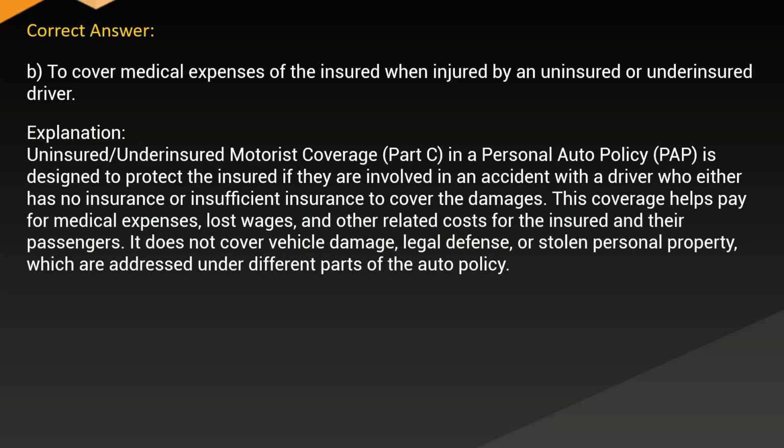Correct answer. B. To cover medical expenses of the insured when injured by an uninsured or underinsured driver. Explanation. Uninsured underinsured motorist coverage, Part C, in a personal auto policy, PAP, is designed to protect the insured if they are involved in an accident with a driver who either has no insurance or insufficient insurance to cover the damages. This coverage helps pay for medical expenses, lost wages, and other related costs for the insured and their passengers. It does not cover vehicle damage, legal defense, or stolen personal property, which are addressed under different parts of the auto policy.